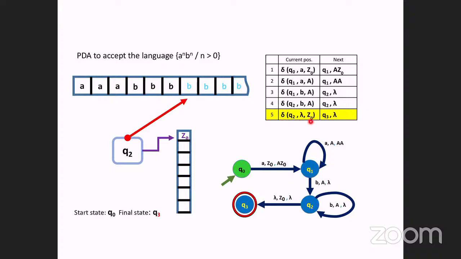Z0 is on top. The machine is allowed to go to state Q3, and Q3 is already defined as a final state. So when it reaches the final state, the word a cube b cube is accepted because that's making the machine move from the start state to the final state. I'll repeat the whole thing. Once you understand, it's easy.